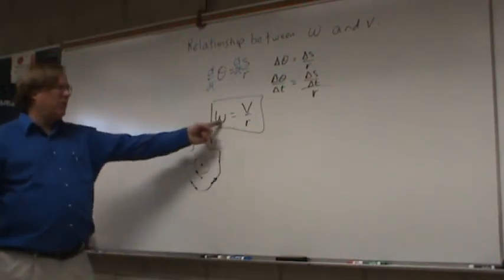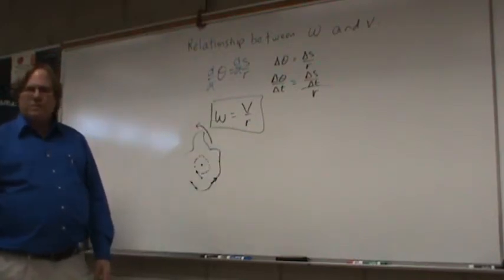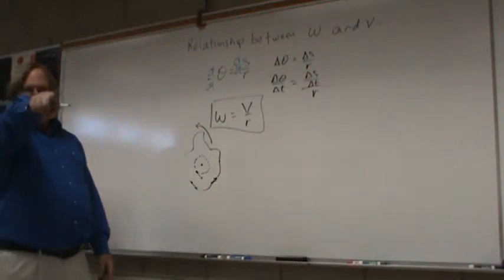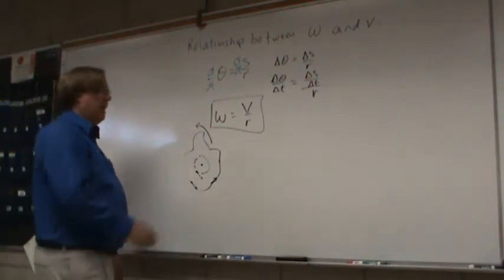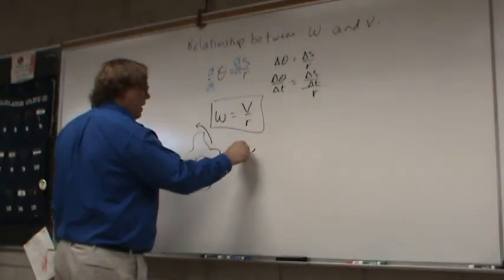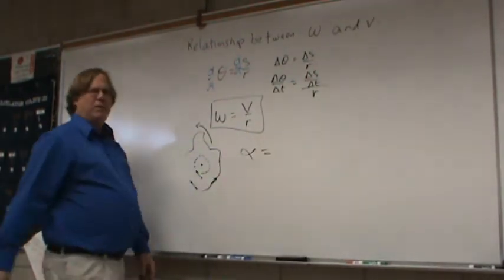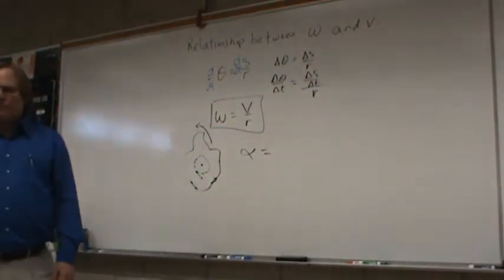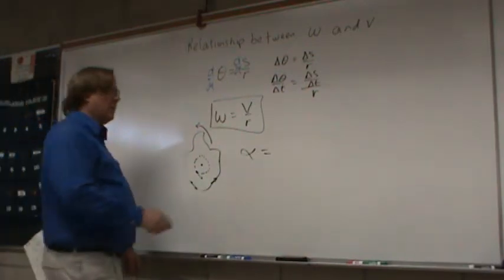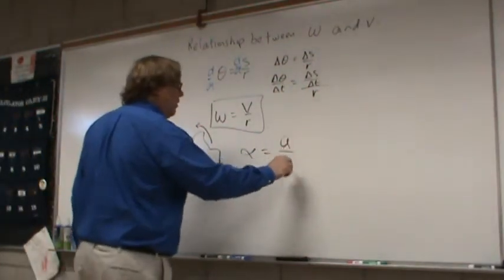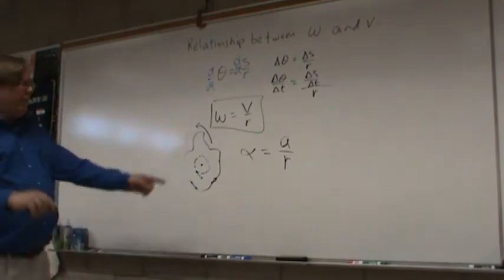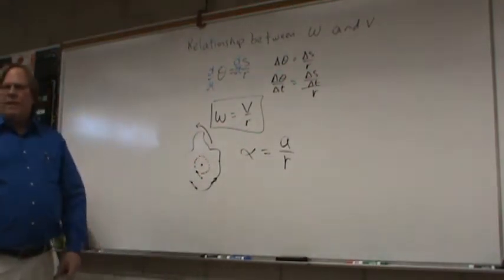What do you suppose the derivative of omega is? Alpha. Thank you very much, Logan. Yeah, the derivative of omega ends up being alpha. And what's the derivative of velocity? Yeah, acceleration. So we get an additional relationship. We get alpha equaling acceleration over radius.